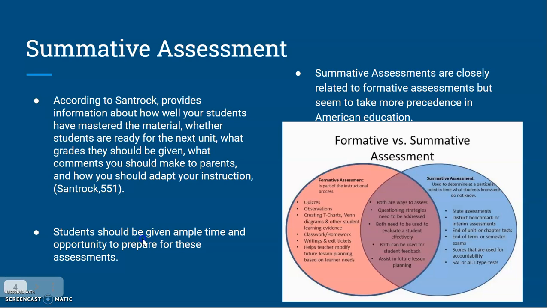So according to Santrop, summative assessment provides information about how well your students have mastered the material, whether the students are ready for the next unit, what grades they should be given, what comments you should make to parents, and how you should adapt your instruction. Students should be given ample time and opportunity to prepare these assessments.